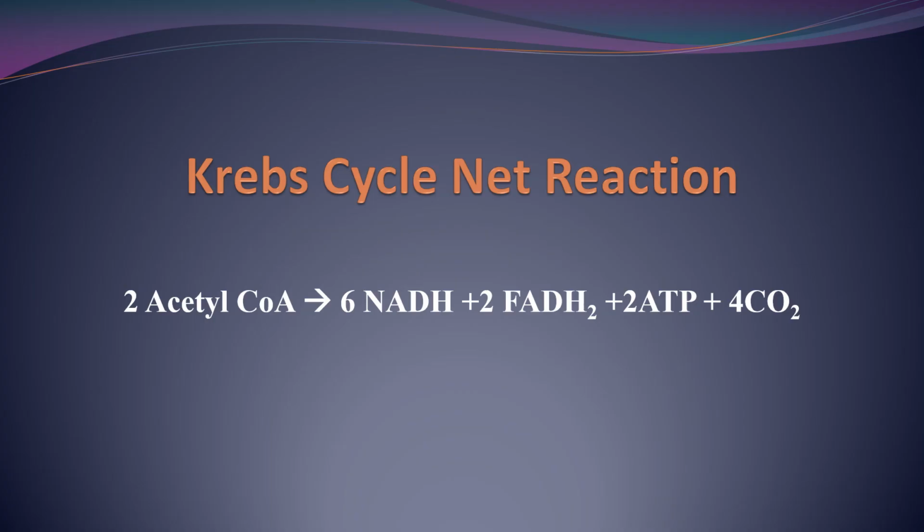Now, once again, I would memorize this. This is that net reaction of the Krebs cycle. We have those initial two acetyl-CoAs that we start with at the start of the Krebs cycle. That is our in. The out of the Krebs cycle is 6 electron carriers in the form of NADH, 2 more electron carriers in the form of FADH2, a little bit of energy, 2 ATP, and more waste in the form of carbon dioxides.